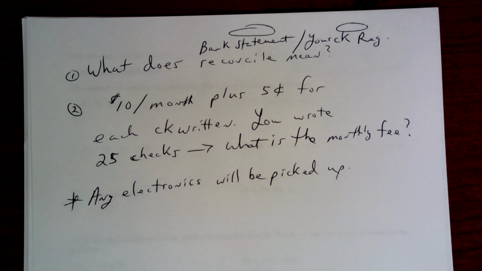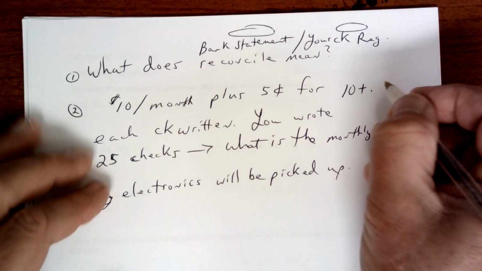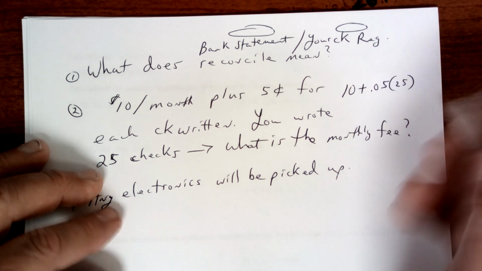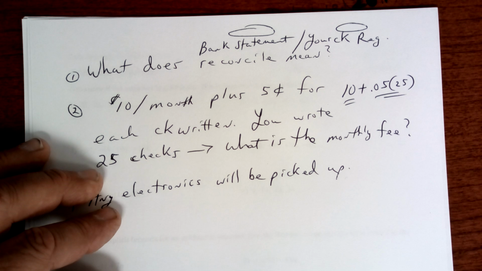Number two, $10 a month plus 5 cents for each check written. You wrote 25 checks. Well, that would be $10 plus 25 times 5 cents. So $10 plus however many checks you wrote. So you'd have to multiply that out and then add 10.